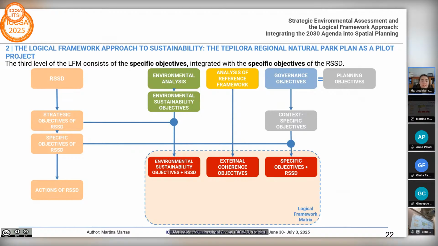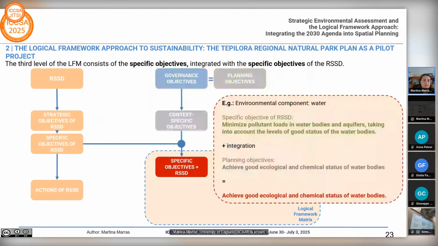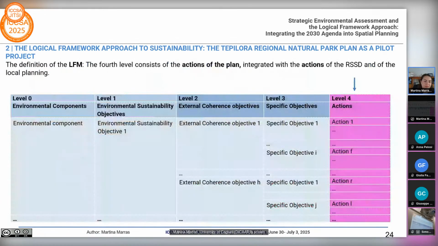As a result, the specific objectives of the TP-LoRa Park Plan stem from two main sources: the context-specific objectives and the RSSD-specific objectives considered relevant to spatial planning and the specific planning context, both tailored to the plan's context. Here we have an example that you can find also in the paper. The fourth level of the LFA consists of the plan actions.